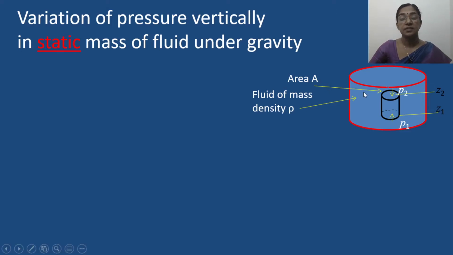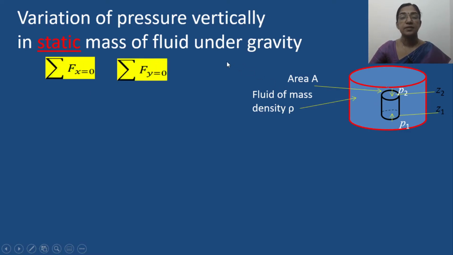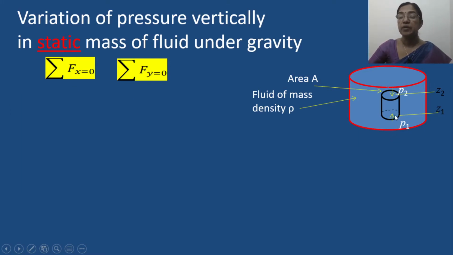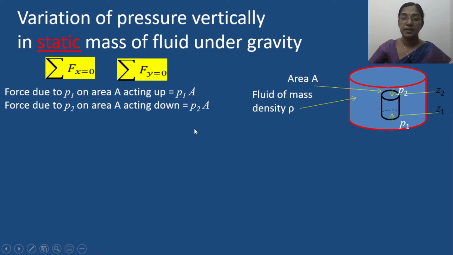Two conditions are to be satisfied. To keep this fluid element in equilibrium, the algebraic sum of the forces acting in the x direction equals 0 and the algebraic sum of the forces in the y direction equals 0. The vertical forces are the pressure forces and the weight of the element acting in the downward direction. So the force due to P1 on area A, acting up, equals P1 into A. Similarly, the force due to P2 equals P2 into A, acting in the downward direction.